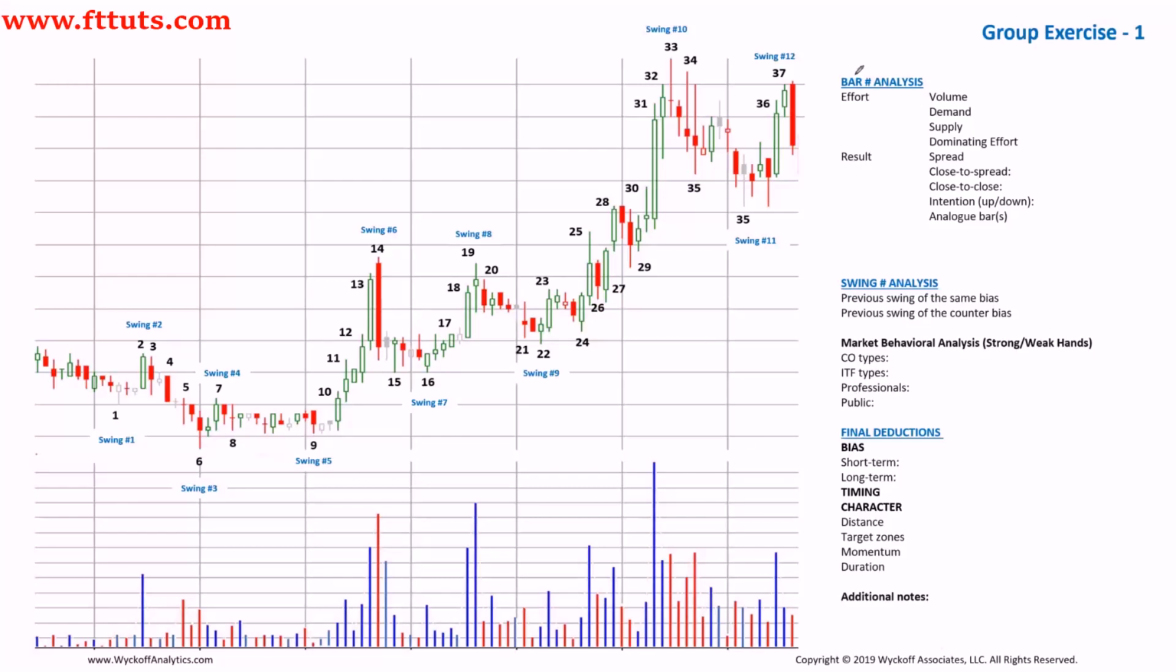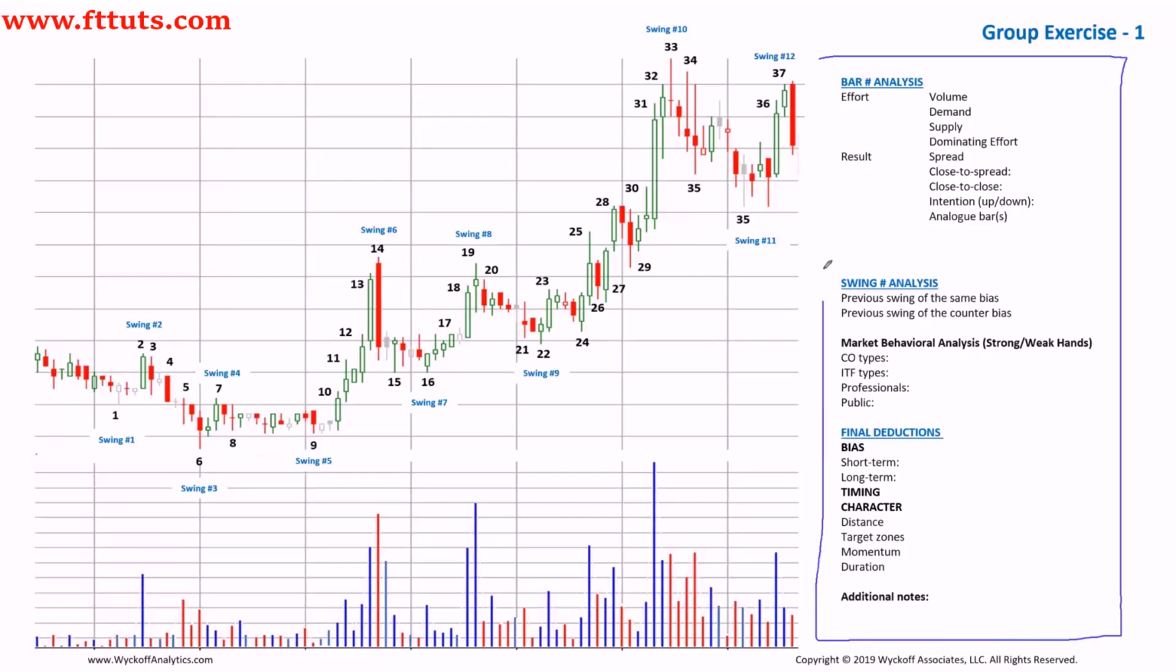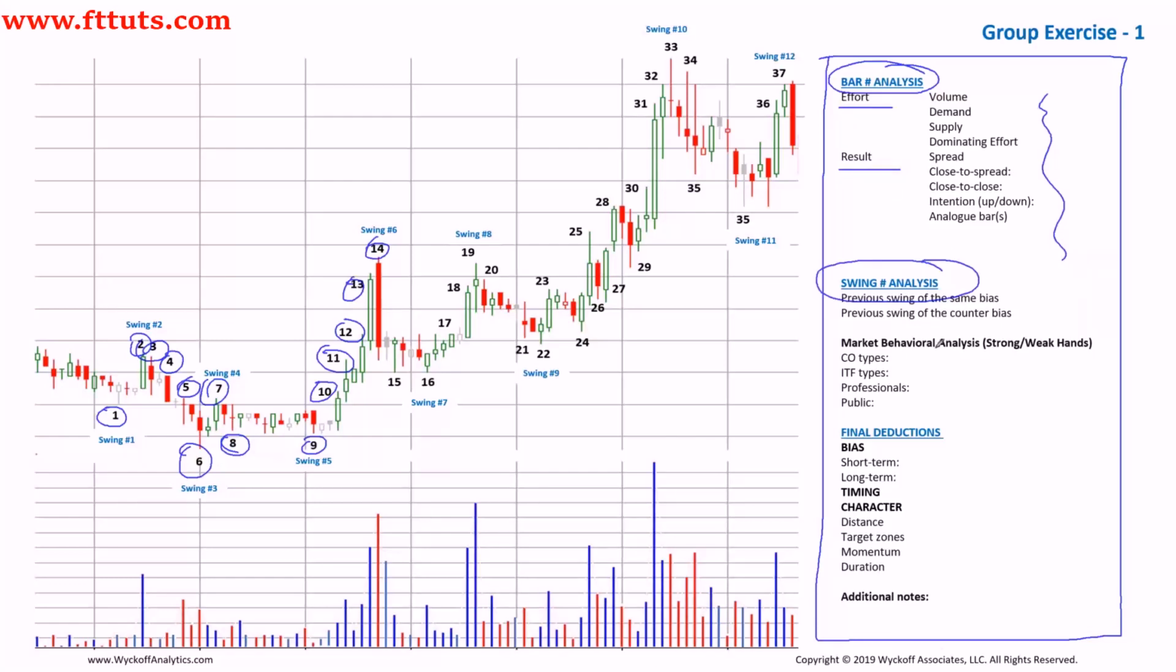Because of this logic, I'm trying to create a specific way of how we would be thinking about this analysis. So I want you to think about a bar analysis first, and each significant bar that I want us to discuss has some kind of number assigned to it. And then we're going to discuss it from the point of view of the effort and the result, exactly what we went through just now. And then we're going to discuss a swing analysis. We're going to look at the current swing, so let's say swing number 3, and we're going to discuss, relative to this swing, the previous swing to the downside, what characteristics we see, and then the previous counter swing, like this one right here.